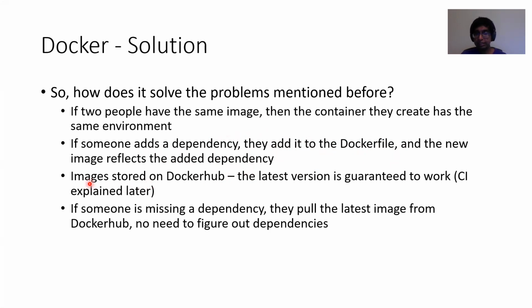The next part is that we can now store images in the cloud on Docker Hub. And we know that the latest version stored on Docker Hub is guaranteed to work, which I'll explain later with our CI system. So if someone is missing a dependency, or realizes we haven't pulled the Docker image recently, or something isn't working, all they have to do is pull the latest image from Docker Hub. That's a very simple command, docker pull.